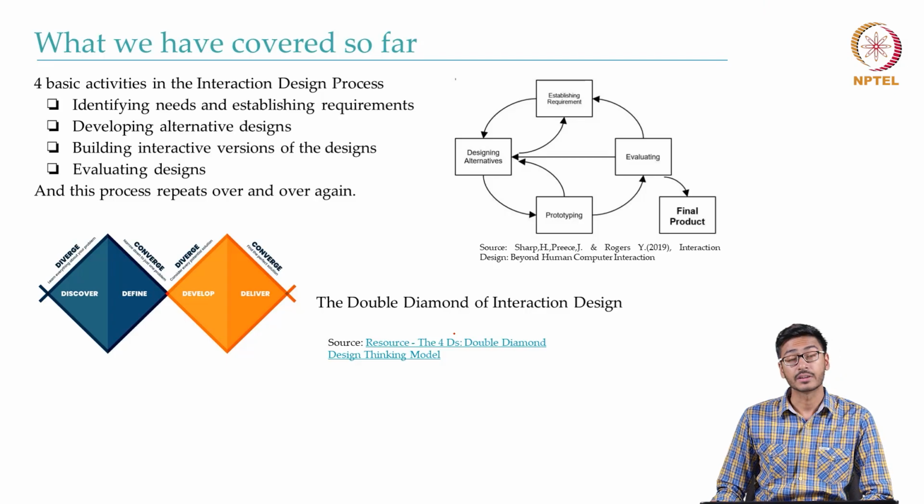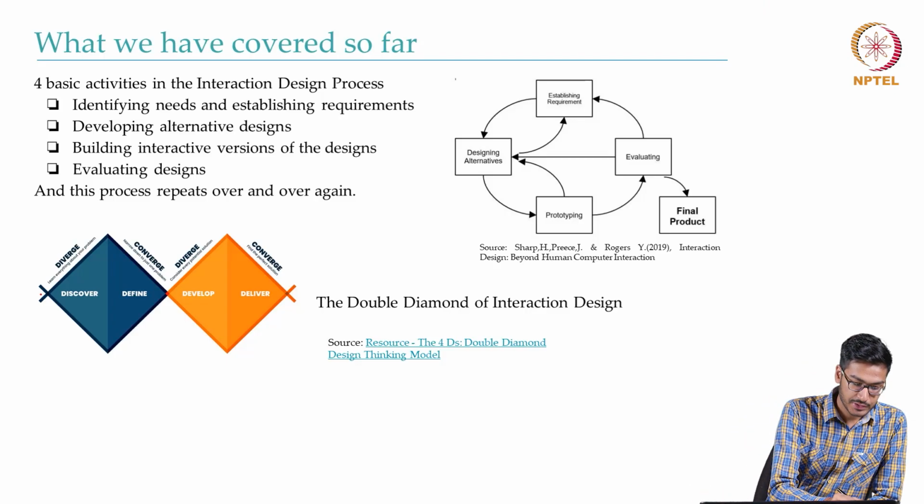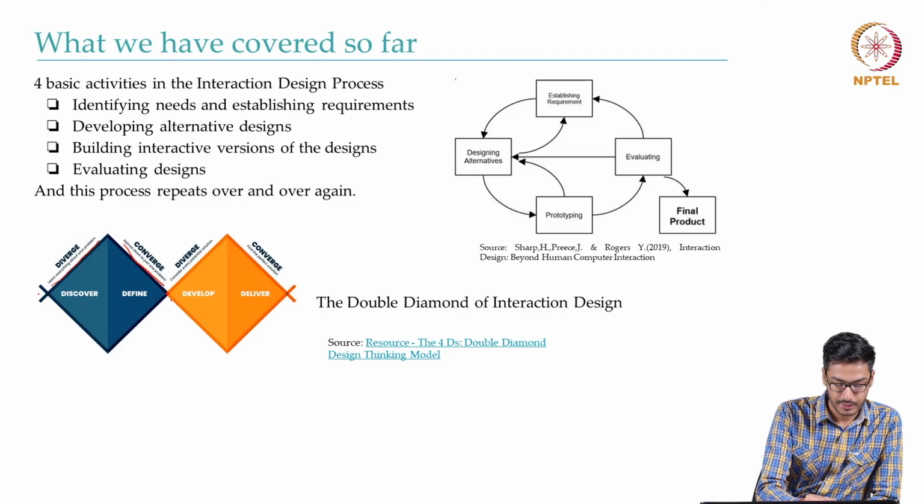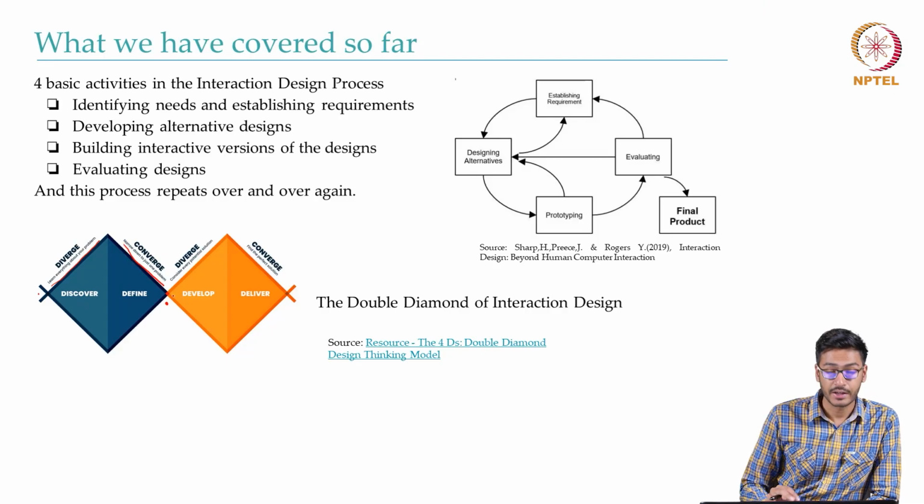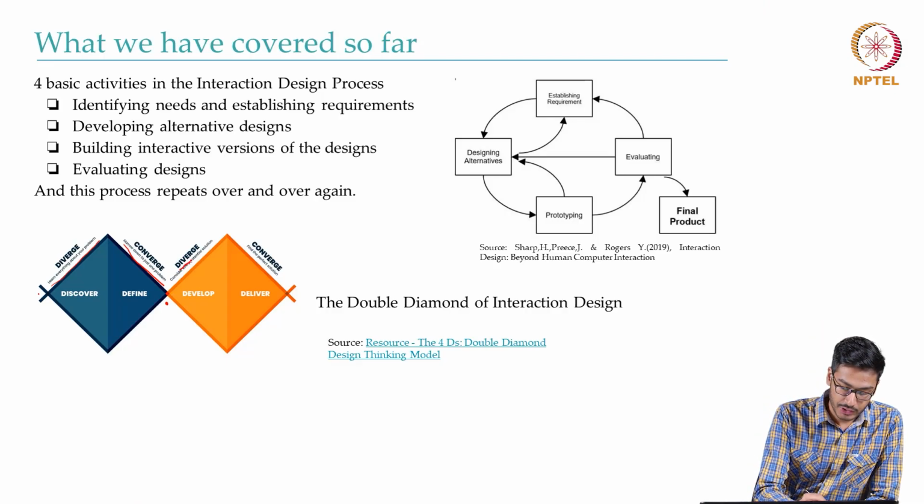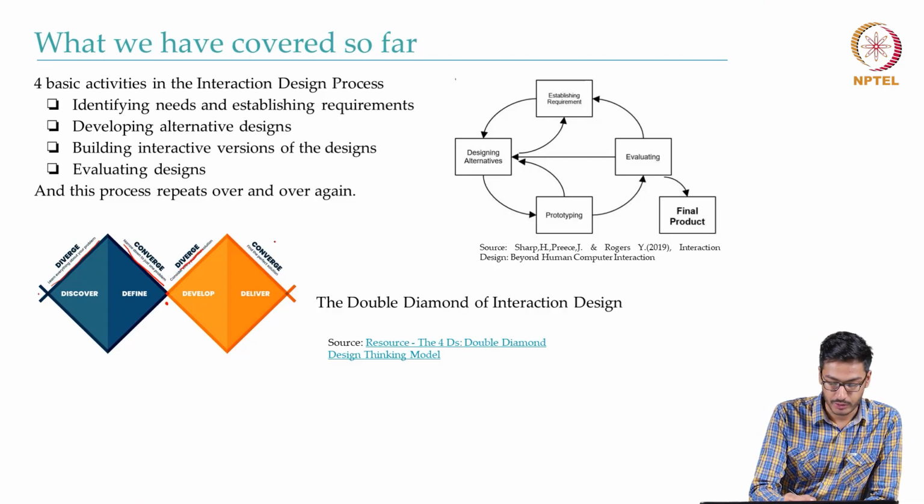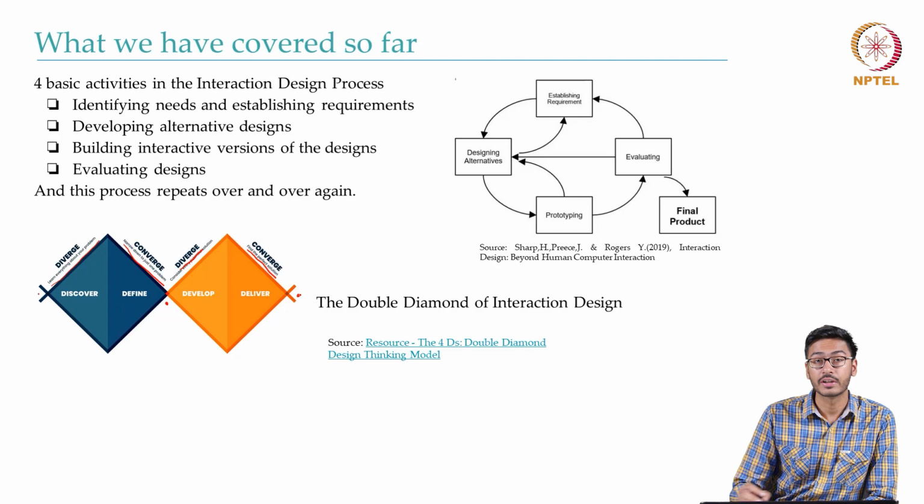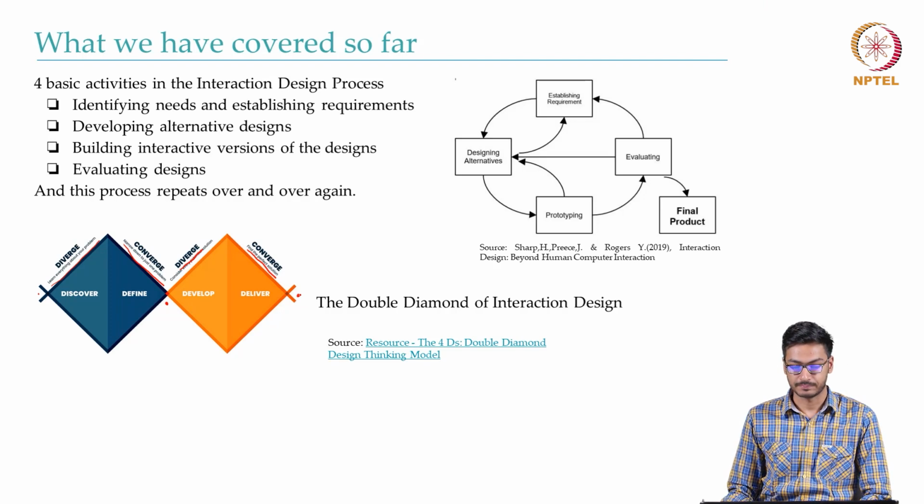Then we looked at the double diamond of interaction design, where as we start off, we first diverge and learn everything about a problem, and then we narrow down to just one problem. This is the stage where we can define the problem statement. Then we again diverge to consider every potential solution and then converge to find the perfect solution. And this is the part where we find our final product.